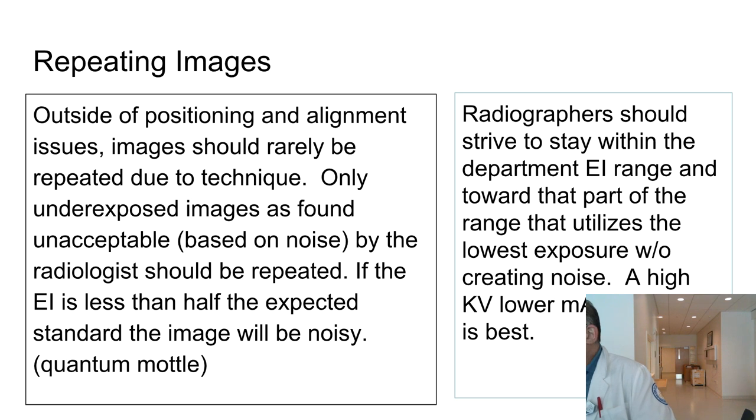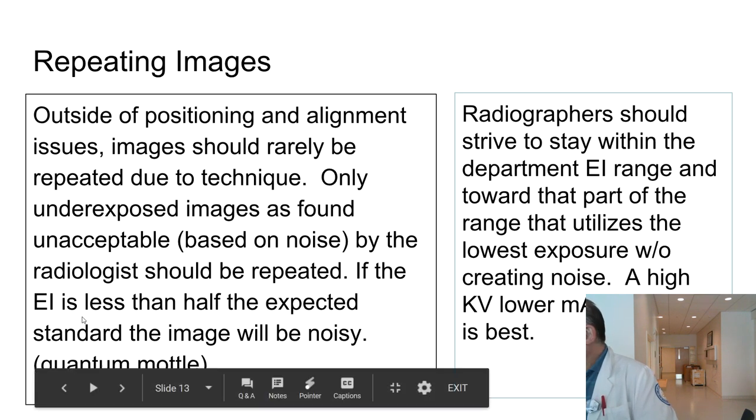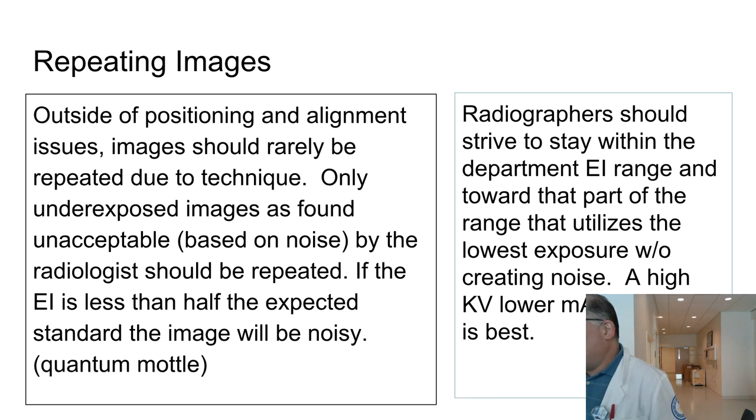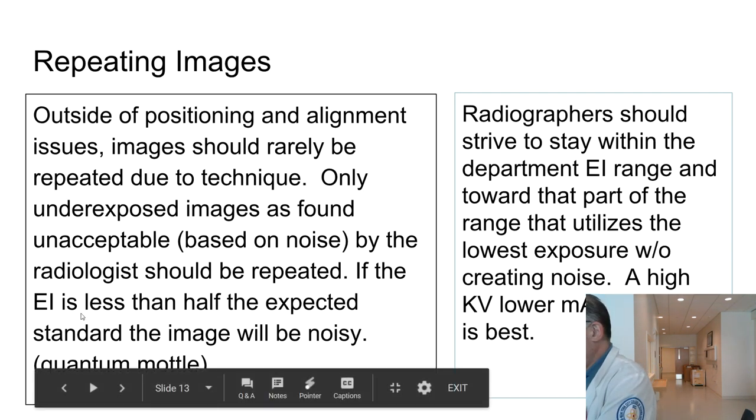So what is going to be our likelihood for repeating? It's due to what? Well, from a technique standpoint, but I mean an overall standpoint, it's not technique at all anymore, right? It's positioning and alignment, or catastrophic events like the tube breaking, or maybe an artifact that you didn't see that causes a repeat. Like, I know I've done this, I'll be the first to admit. I've taken a chest x-ray and left that person's chain on. Happens. Has that happened to you already?